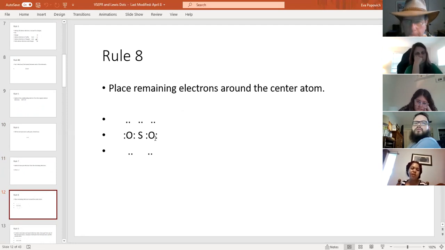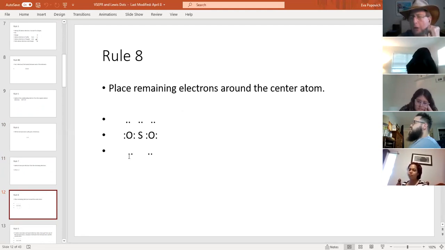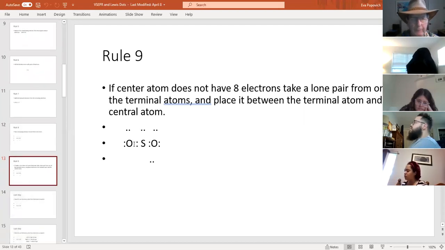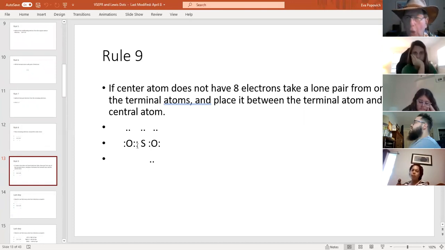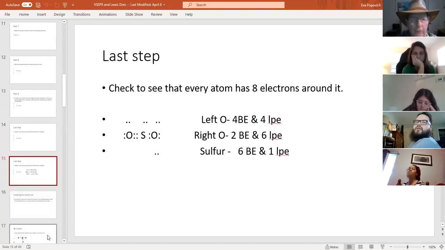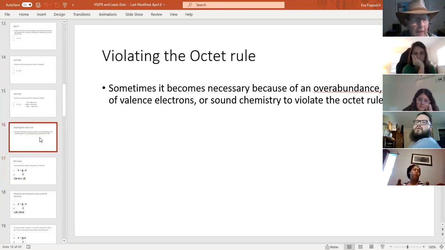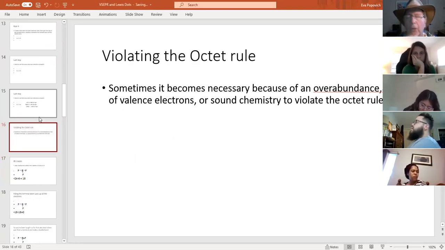They're fine. Sulfur doesn't pass the octet rule. So my rule is, what I do is I take the electrons from a terminal and put them in between to make a double bond. So those are the rules as you knew them going through introduction. If you check it out, each one of those atoms has 8 electrons.